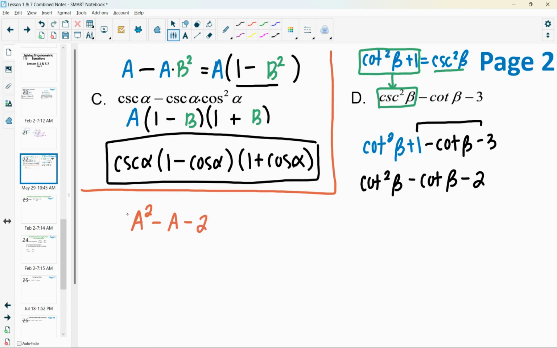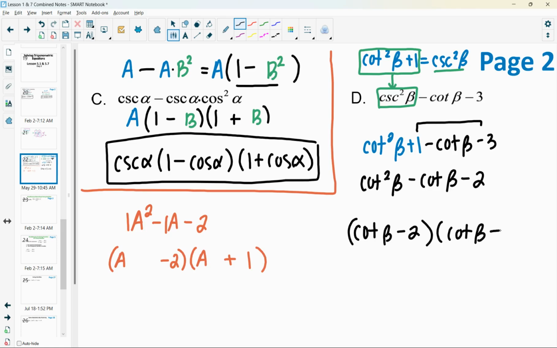So now this has a leading coefficient of 1. So we can just find the factors of negative 2 that add to the middle term of negative 1, because we know a times a is the only thing that's going to get us a squared. And the negative 2 and positive 1 is going to get us that negative 1 in the middle. So if we use that with our cotangent function, then it's going to be cotangent of beta minus 2 times cotangent of beta plus 1.